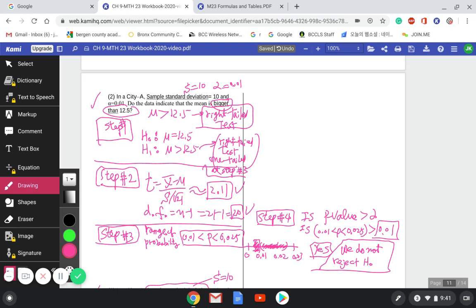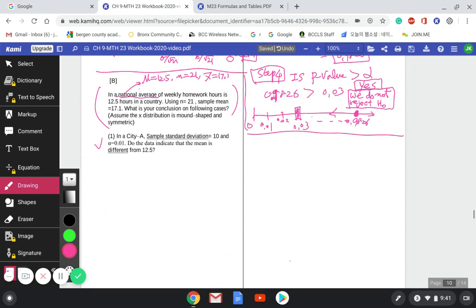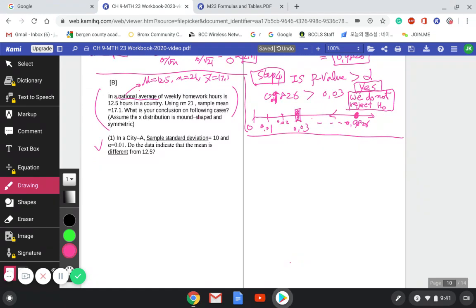Okay, so now how about different then? So mu is different than 12.5 in this case. So that's two-tailed test. So knowing that, again, step number 1, you make a statement that h of 0 colon mu is equal to 12.5. H of 1, mu is not equal to 12.5. So in here, you use two-tailed test.